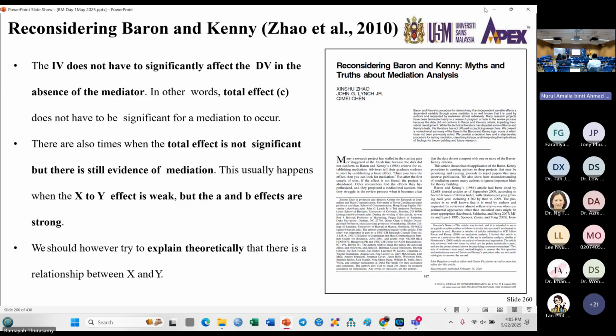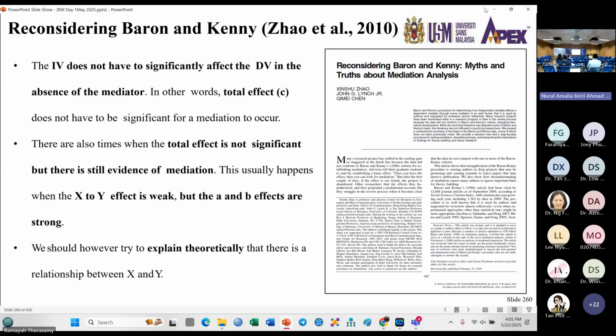No need to establish it. You can still go ahead and test. So this is the paper that says what we are saying here. We should, however, try to explain theoretically that there is a relationship between X and Y. That means we need to theorize first before we determine the mediator. Previously it wasn't required, but now it is. Now we can test the indirect effect.